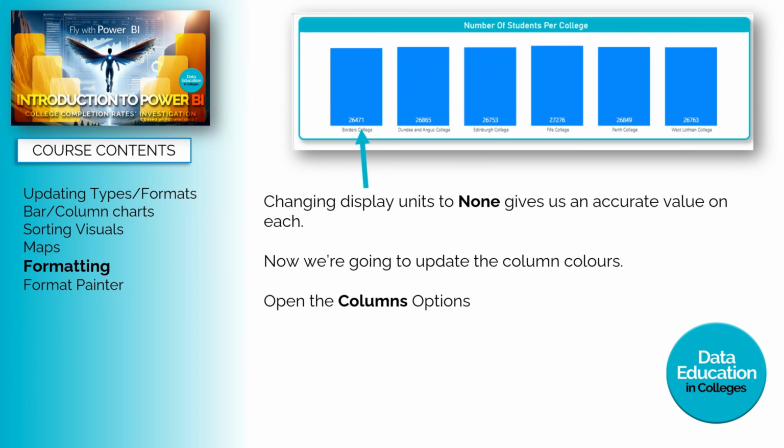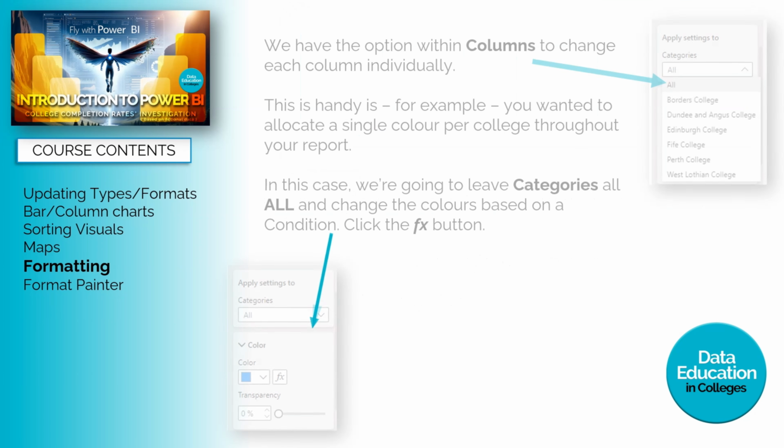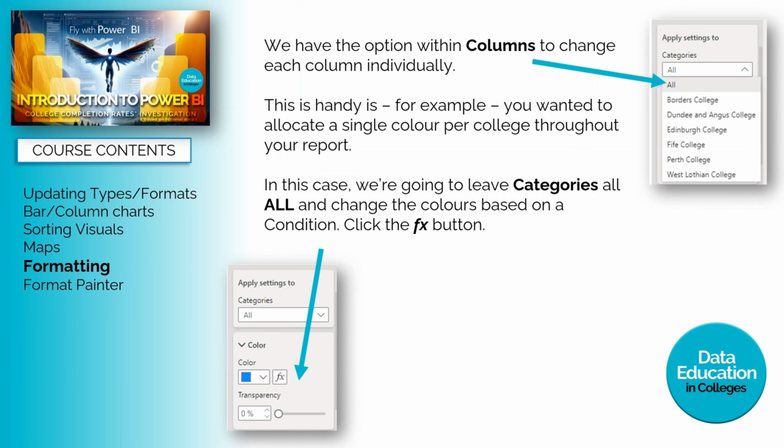We're also going to update the column colours, and with so many options there, I'll show you a couple. So go to the columns options. You've got the option to change the bars individually. In this case, we're not, but as it says there, you could allocate a different colour for each college if you wanted, but we're going to pick the FX button. You may have heard of conditional formatting within Excel, and that's what we're going to do.